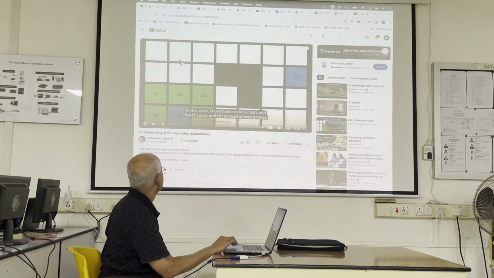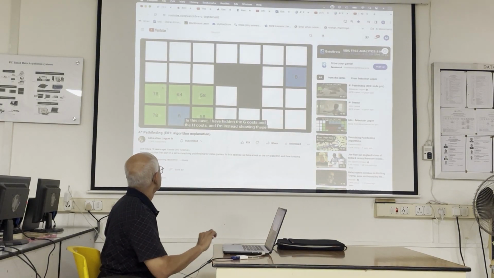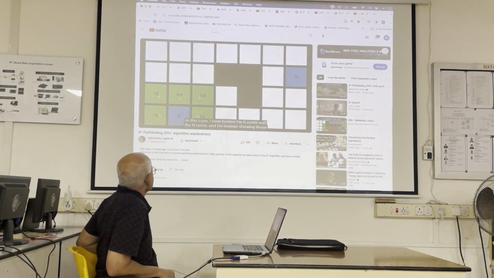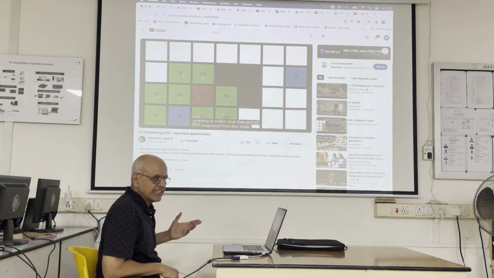In this case, I have hidden the G costs and the H costs, and I'm instead showing these little arrows which are basically indicating where these nodes have come from. So when we explore this 58 over here, you can see all of its surrounding nodes are now pointing to reflect that they originated there. Let's remove the G and H for clarity.